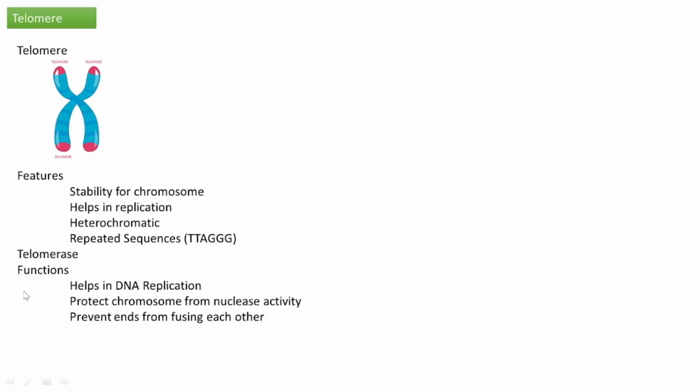Again, I am going to generalize the functions of telomere. First, it helps in DNA replication. How it helps, I already explained to you. The next function, it protects the chromosome from nuclease activity. Nucleases are certain enzymes that cleave nucleic acids. There are two types, ribonucleases and deoxyribonucleases. By acting as a cap at the tip of the chromatid, it protects the chromosome from nuclease activity. And the last function, by staying at the tips of the chromosome, it prevents the chromatids from fusing with other chromatids. Okay, with this, we can finish today's session.